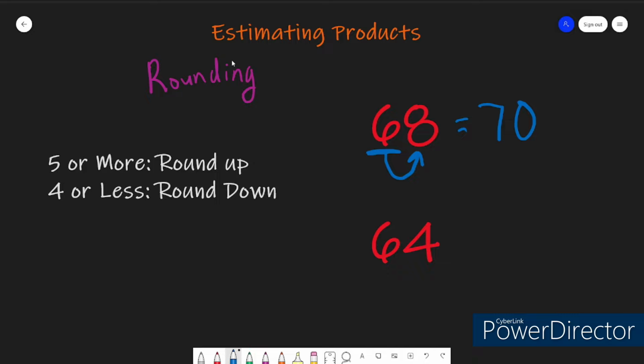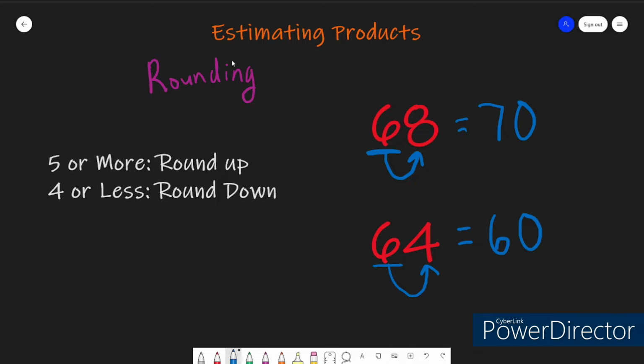Whereas with 64, when you round, you have to round down because the 6 is what's potentially going to change, and you need to look at the 4 to make that change. Since it's 4 or less, we round down, which means the tens place doesn't add 1, it stays 6, and we replace the ones place of 4 with the 0. And that is a quick review of rounding.